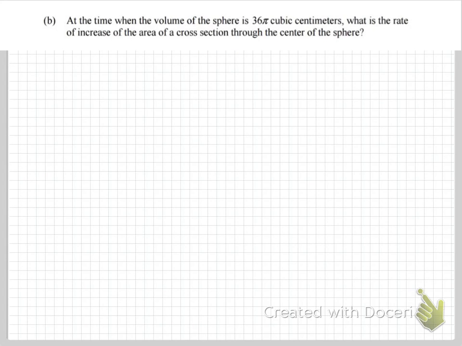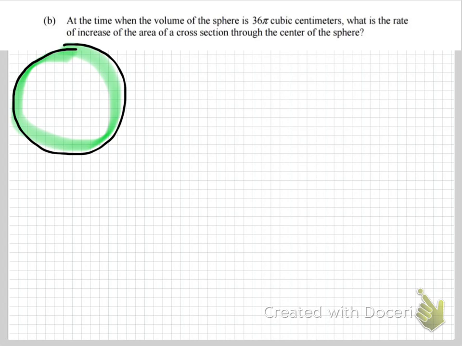So back to this problem. Actually, when I draw the picture for this, I'm not going to draw a sphere. I'm just going to draw a regular circle with radius r. I want to know the rate of increase of the area, because this is the cross section through the center of the sphere, right?